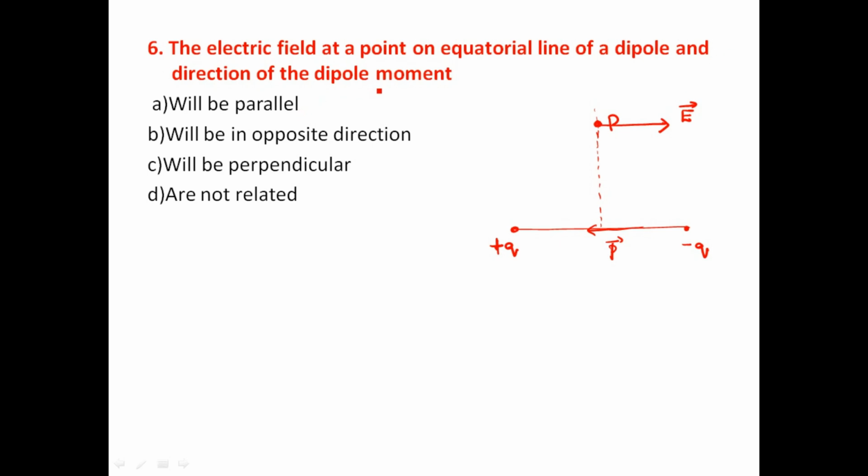They are asking the direction of dipole moment and electric field, how they are along the equatorial line. Along the equatorial line, they will be perpendicular. Electric field is perpendicular to this equatorial line. Electric dipole moment is also perpendicular to this equatorial line. Hence, option C is the correct one.